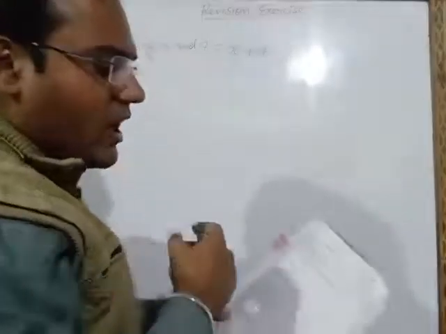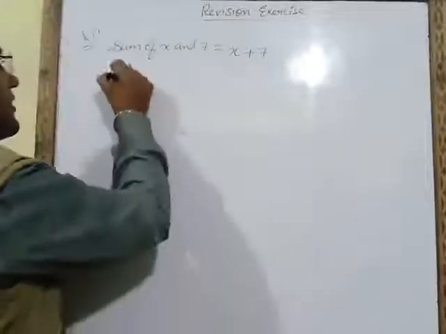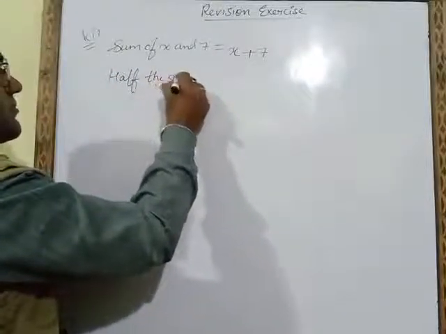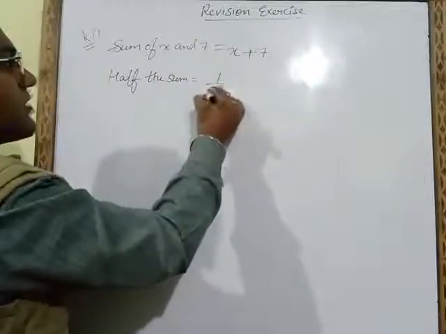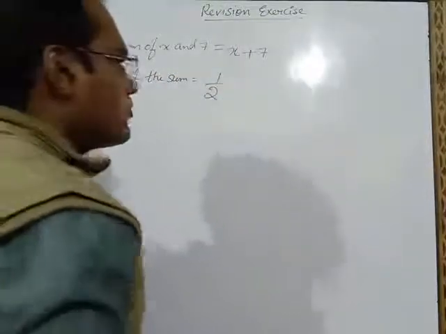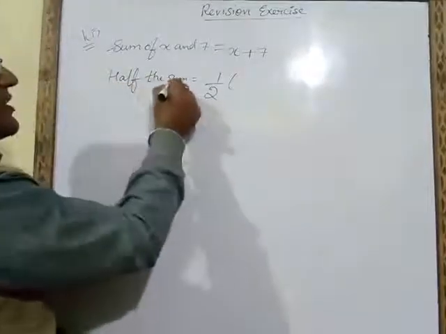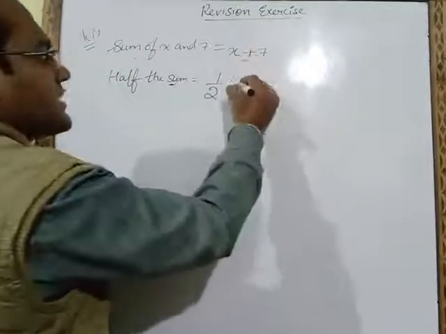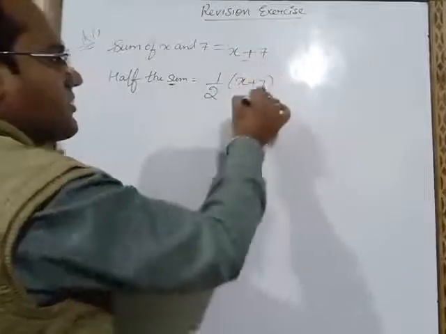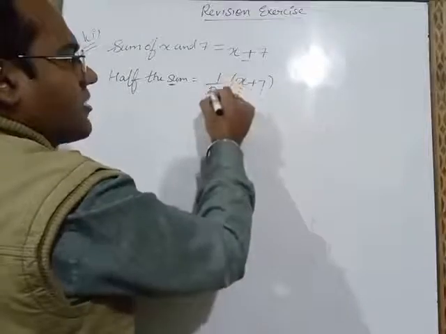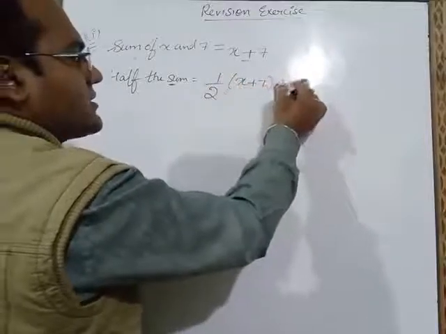Now what is said? Half the sum. That means half you will write as 1 upon 2. Bracket sum. After half what is written? Sum. What is sum? Sum is x plus 7. So in the bracket you will write x plus 7. So the final answer is 1 upon 2 bracket x plus 7.